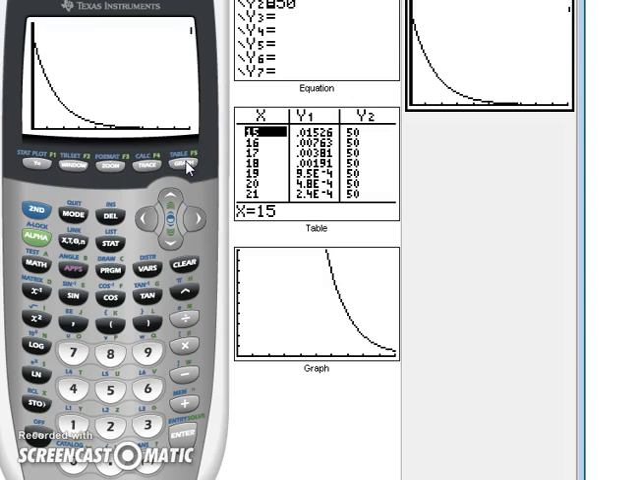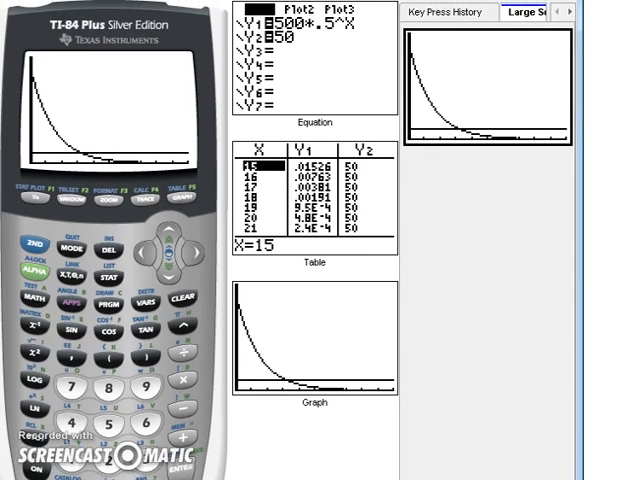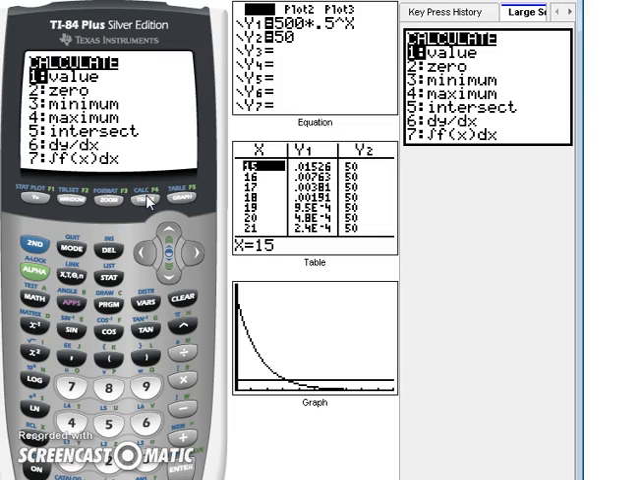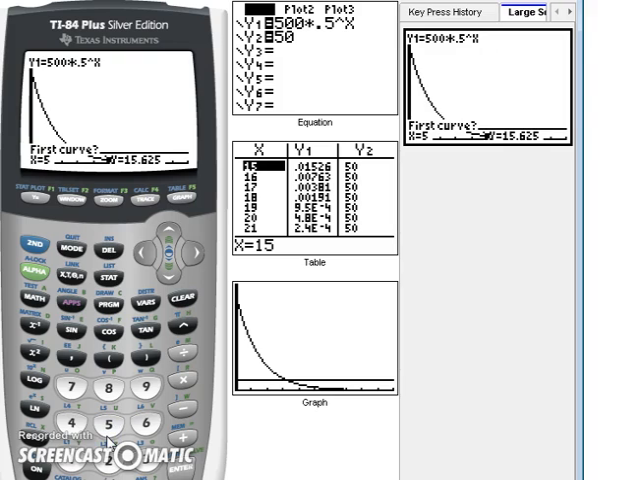There's our curve for the half-life, and that straight line across is our equation where y equals 50. And we want to know when that happens on the curve. So we want to look for that point of intersection. The process for that was to hit second and calculate. We want to find the point of intersection. That's the fifth one down. And then we hit enter 3 times. It asks us for a spot on the first curve, the second curve, and then do we want it to guess? And the answer is yes for all of those, so we hit enter.